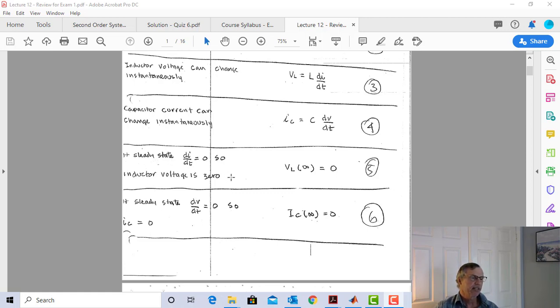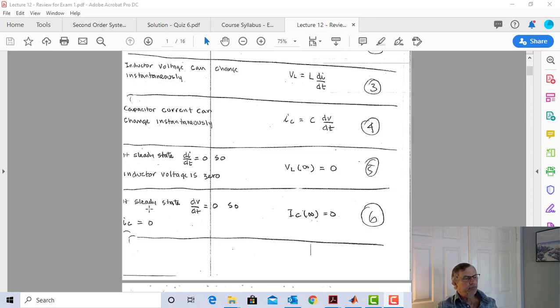So in steady state, di dt, of course, is equal to 0. So the inductor voltage is 0. We can actually sneak up to our inductor equation and say steady state means di dt is 0. So of course VL is going to be 0. And what I show here is VL of infinity equals 0. But it works at time equals infinity, but also for time equals 0 minus.